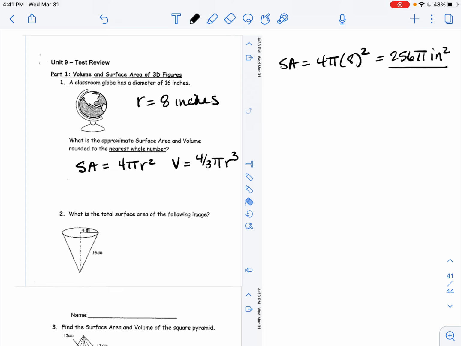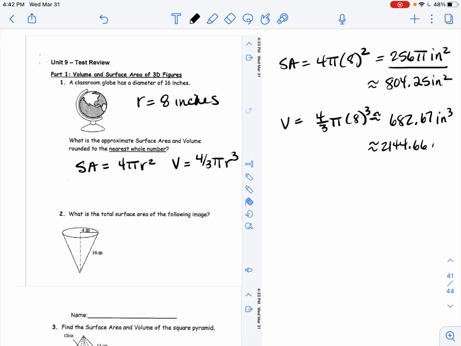If I were to go ahead and work it out with pi, that would be approximately 804.25 inches squared. The volume would be 4/3 pi r cubed. And in terms of pi, I would just multiply 4/3 times 8 cubed, and that would give me approximately 682.67, and this is going to be inches cubed. If I went ahead and worked out the pi, that would give me approximately 2,144.66 inches cubed.